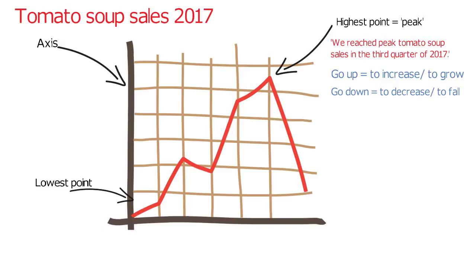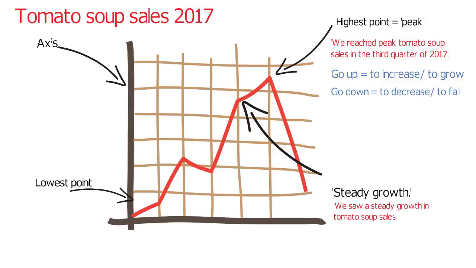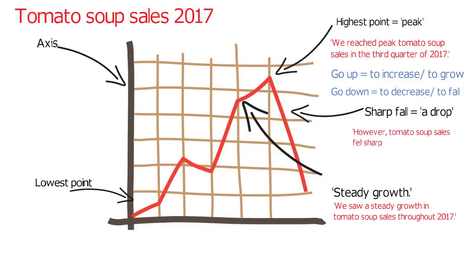If the line is going up, you can also say that the company is experiencing steady growth. For example, we saw a steady growth in tomato soup sales throughout 2017. This is called a sharp fall or drop. For example, however, tomato sales fell sharply or dropped sharply at the beginning of the new year.